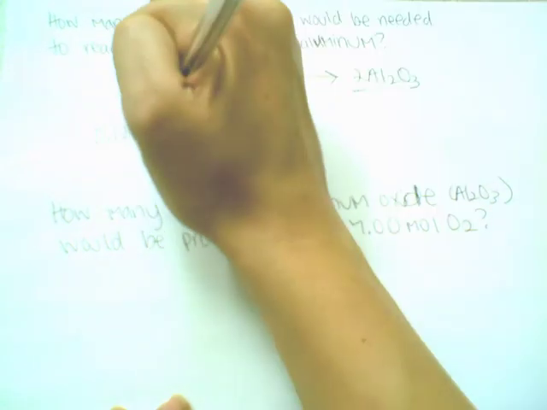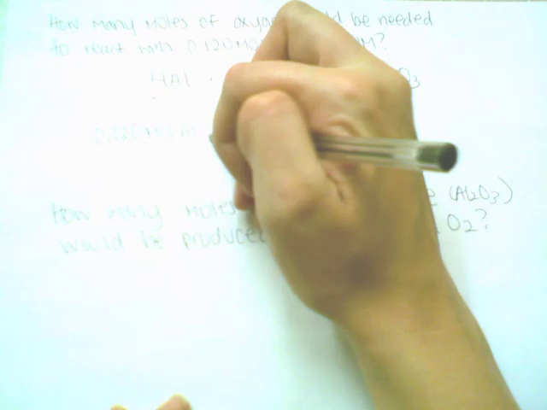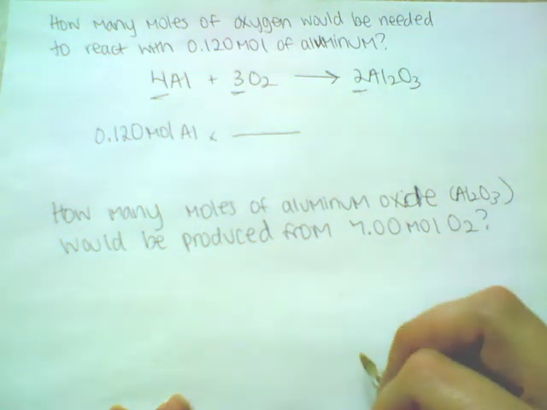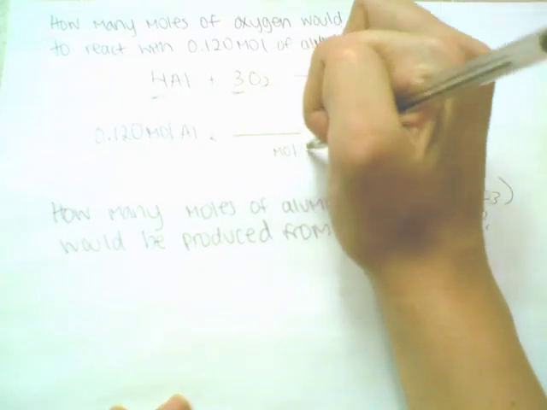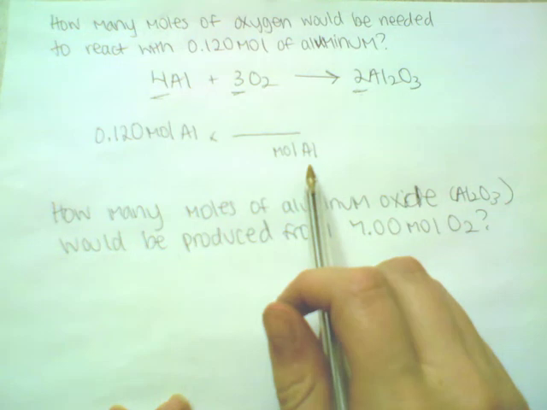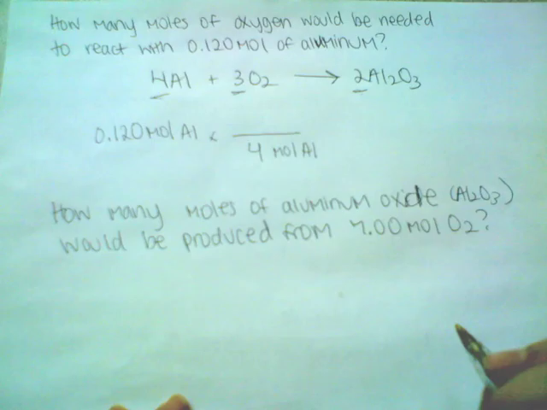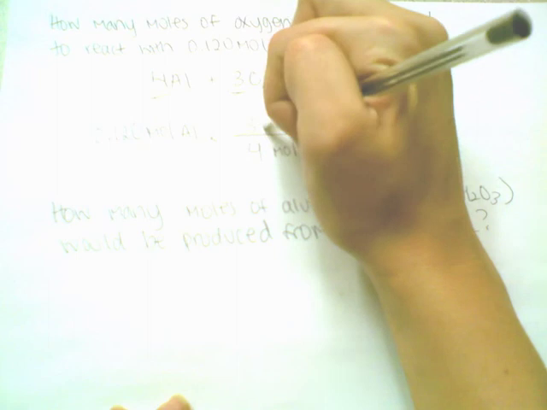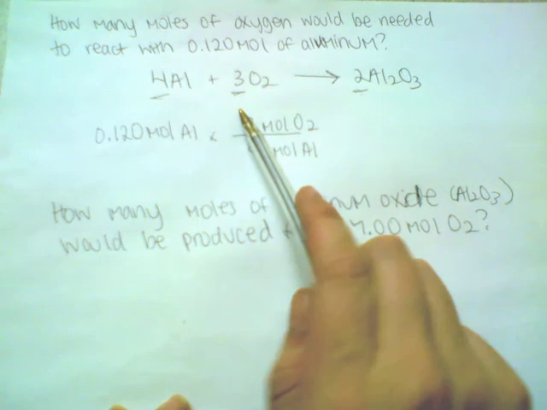Okay, so we are starting with 0.120 moles of aluminum, and we're going to multiply that by the ratio of coefficients. The coefficient in front of aluminum is 4. We're going to match the units on the top and the bottom, moles of aluminum. It's 4 moles of aluminum reacts with 3 moles of oxygen. So for every 3 moles of oxygen, we need 4 moles of aluminum.